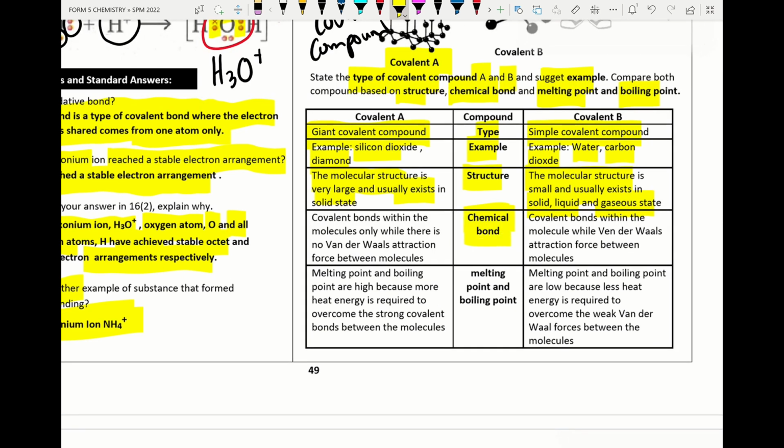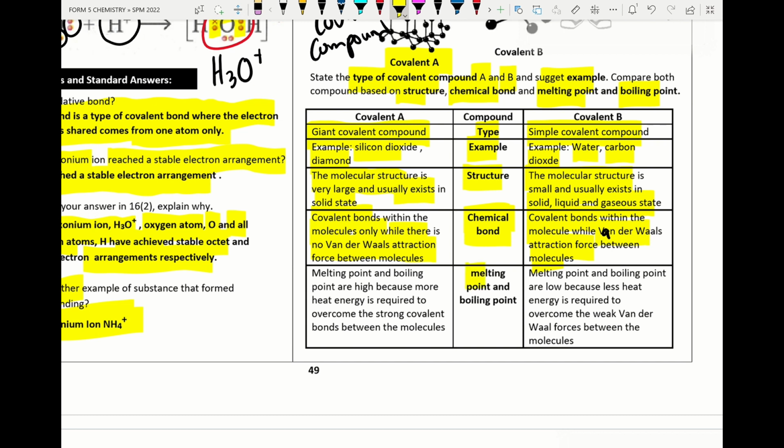We move on to the type of chemical bonding. In giant covalent compound we have covalent bond within the molecule only, while there is no van der Waals forces of attraction between molecules. But here we have covalent bond within the molecule and also van der Waals forces of attraction between the molecules.